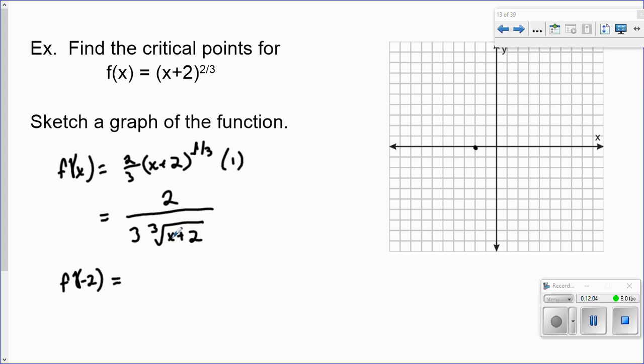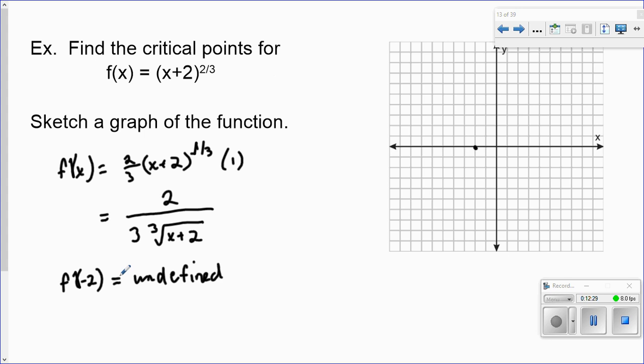Well, I've got -2 in the third root of 0. It would be undefined. Okay, so at -2, the slope is undefined. That's a little bit strange. I actually have a point at -2, but I've got an undefined slope here. So I think maybe we need a bit of a sign chart here and figure out what's happening in and around -2.